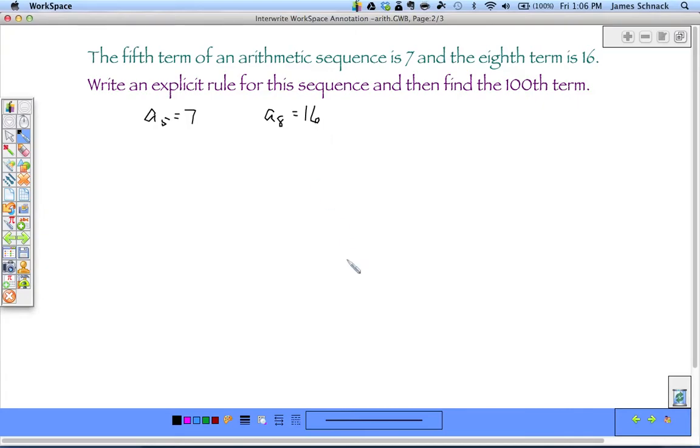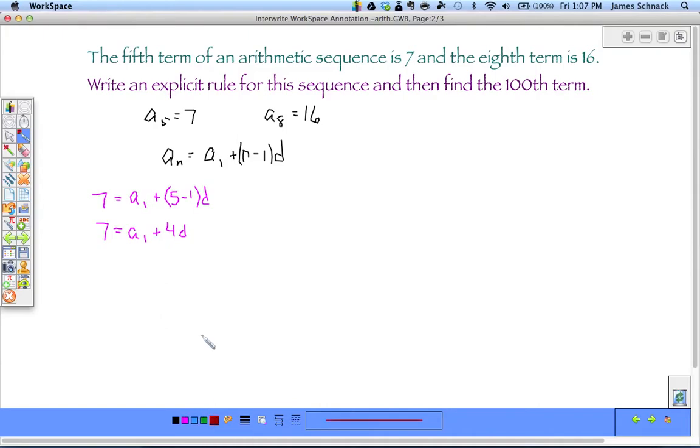Write an explicit rule for this sequence. Okay, we know that it's arithmetic, which means an equals a1 plus n minus 1 times d. Let's plug in what we know here. So for the fifth term, we can write 7 equals a1. We don't know a1. Plus n minus 1. Well, n is 5 for this one. So 5 minus 1 times common difference. We don't know that either. 7 equals a1 plus 4d.